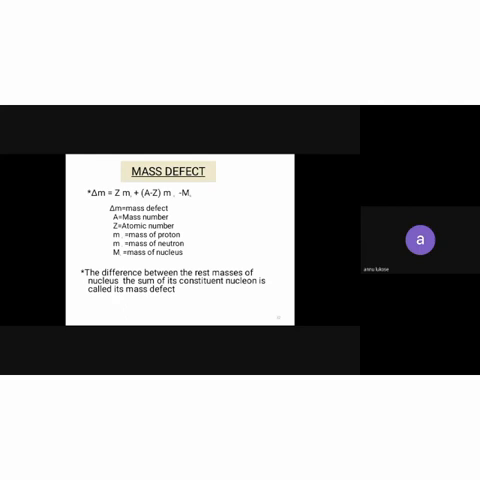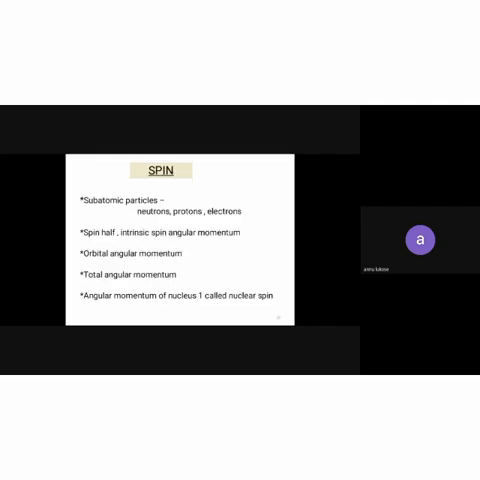Next we are going to talk about nuclear spin. As we all know, the subatomic particles are neutrons, protons and electrons. Protons and neutrons have spin one-half. They have intrinsic spin angular momentum of their own, and they have orbital angular momentum of their own. They both combine together to give the total angular momentum, which is represented by L and is called nuclear spin.